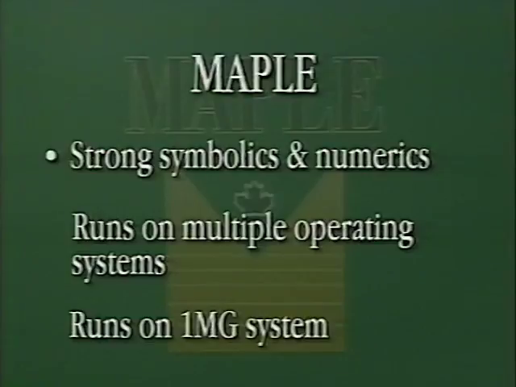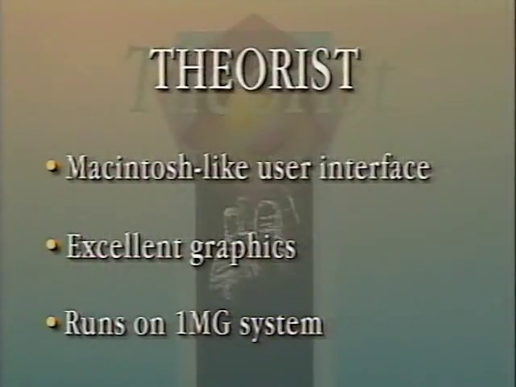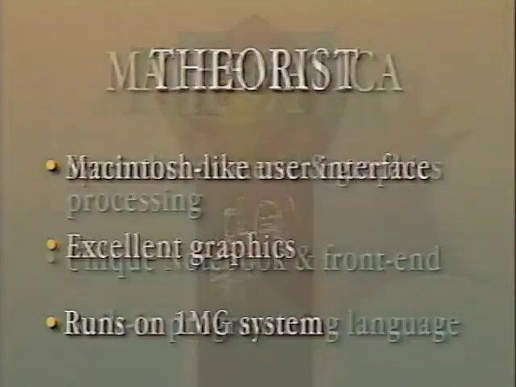Maple is strong in symbolics and numerics. It runs on multiple operating systems, so that you don't have to just run it on a Macintosh, but there are other places that it runs as well. And it runs on 1 megabyte of memory. Theorist has a very strong Macintosh-like user interface where the things that are displayed on the screen look very, very much like they do in a typeset book. It has excellent graphics, both 2- and 3-dimensional graphics, and it also runs on a 1 megabyte system.